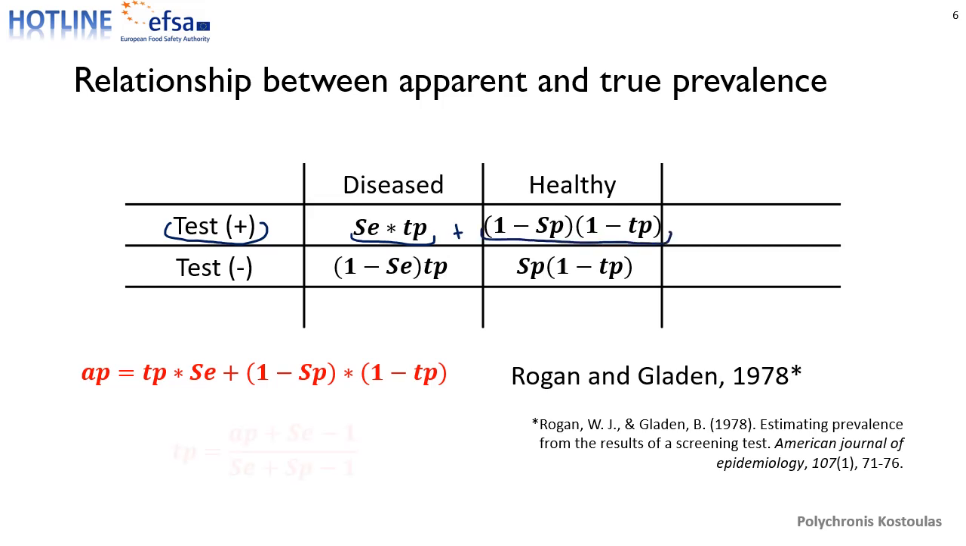If we solve for true prevalence, we get this equation, which was first described by Rogan and Gladen back in 1978. So true prevalence can be expressed as a function of the apparent prevalence and the sensitivity and the specificity of the diagnostic test. Despite the fact that this formula has been around for so many years, the majority of prevalence studies do not use it, and they just report apparent prevalence estimates without adjusting for the sensitivity and the specificity of the imperfect diagnostic process.